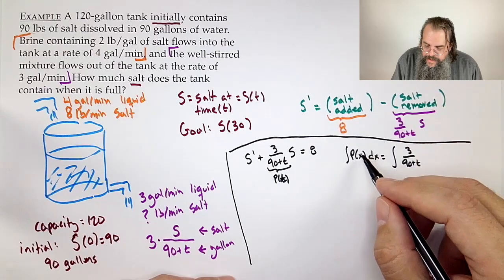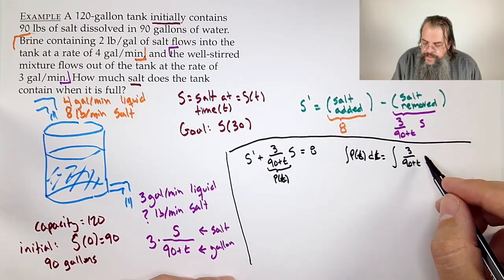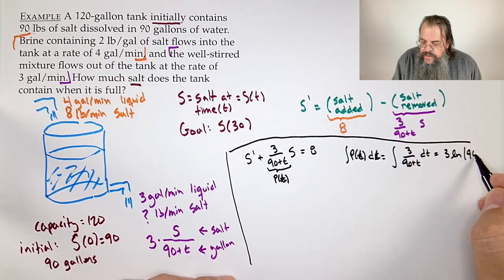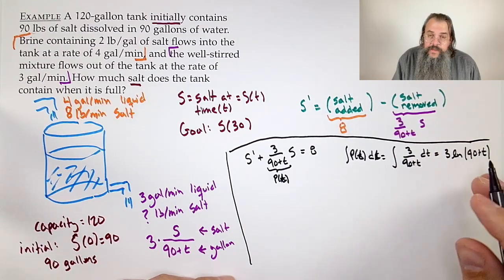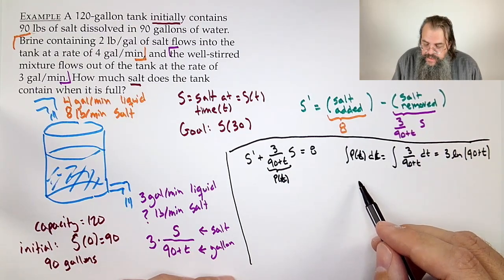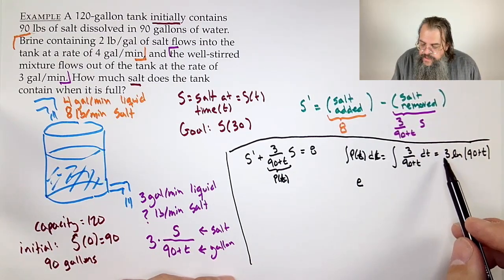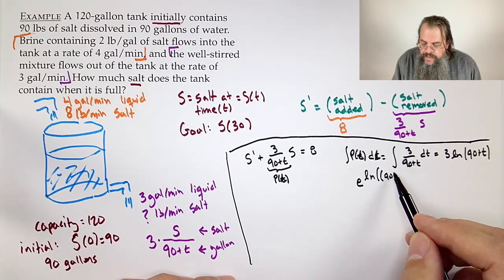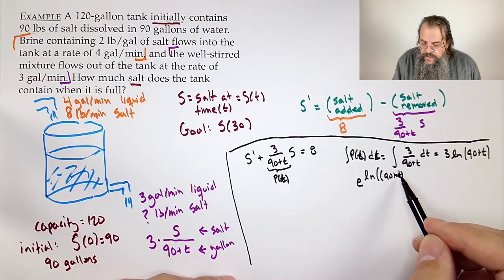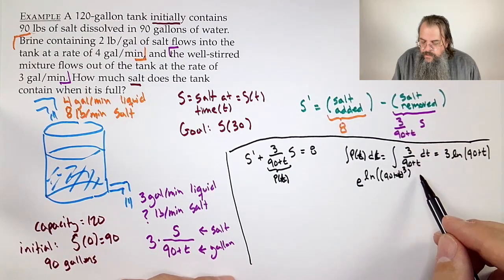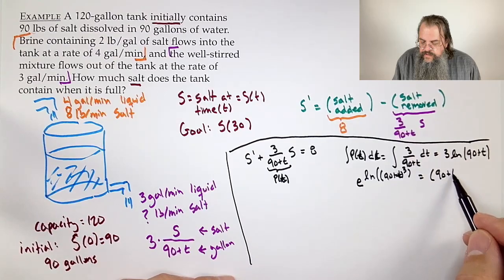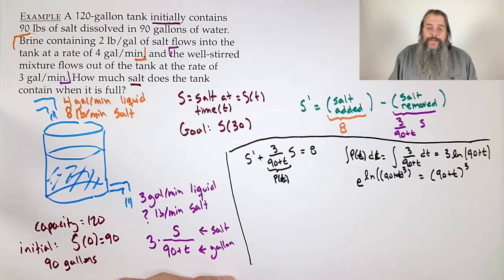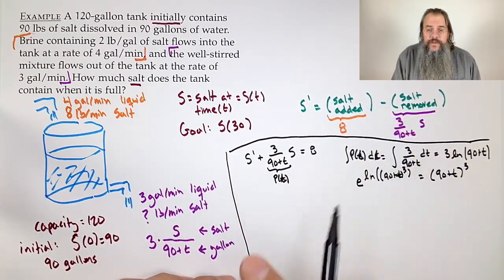So the integral of 3 over 90 plus t dt is 3 natural log of 90 plus t. Again, we can choose our c to be 0. And then when we take e to that, well, the 3 can come in as an exponent. So this is really e to the log of 90 plus t, cubed. Or, if you like, that's 90 plus t cubed. So this is our integrating factor. So we're going to multiply everything by 90 plus t cubed.